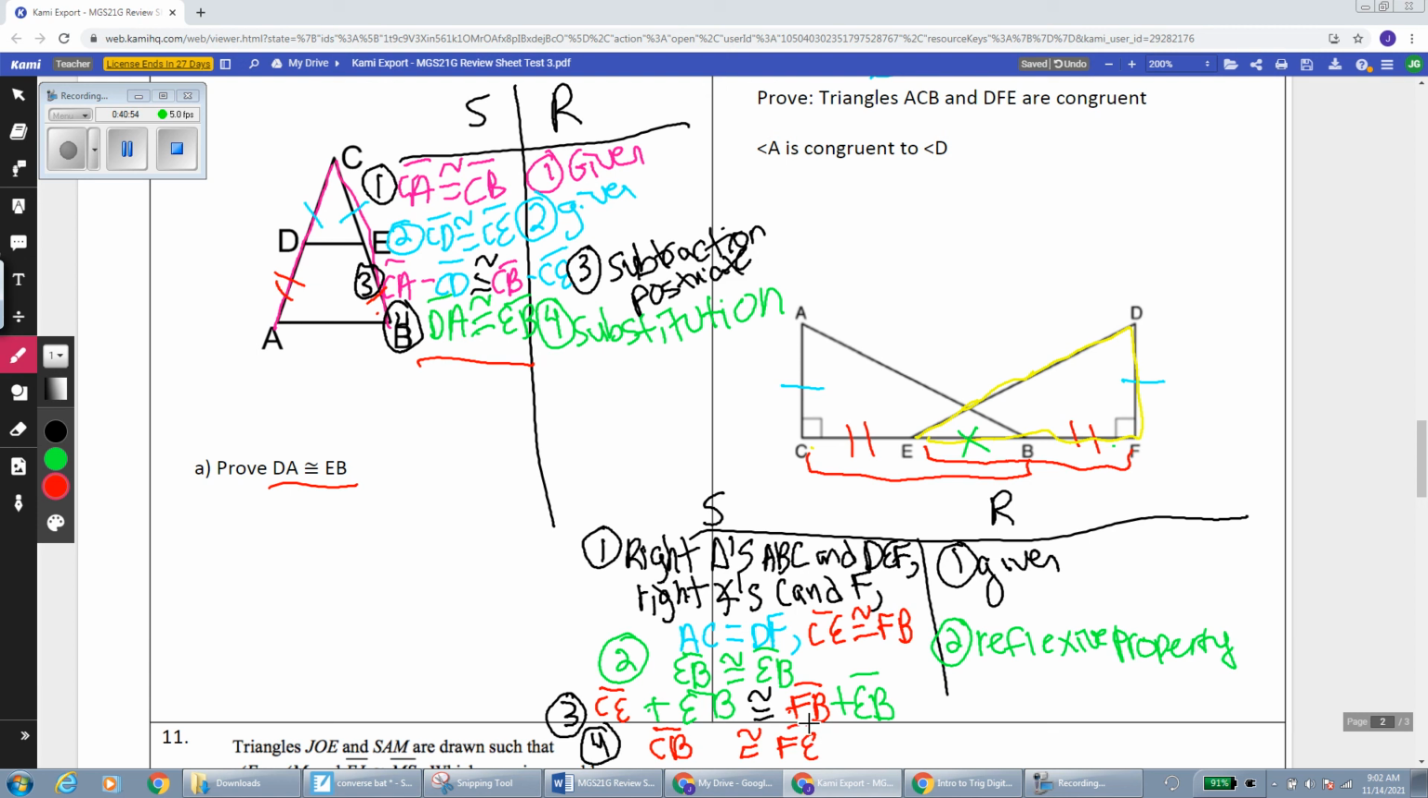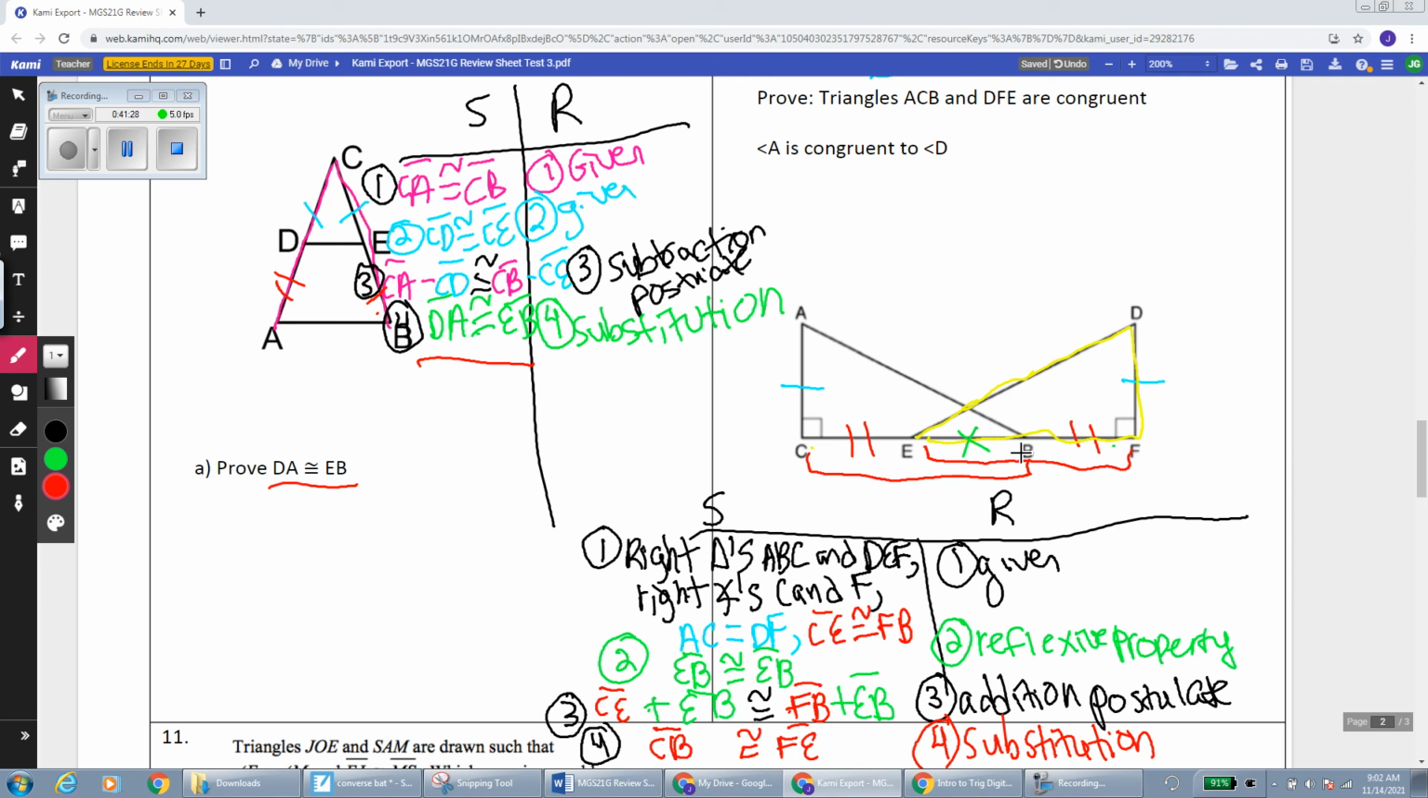Let me fill in my reasons here. So for step 3, that was addition postulate that we were using. And then moving on to step number 4, that would be substitution, because we are just replacing the addition with what it is. This plus this gives us this. This plus this gives us this.